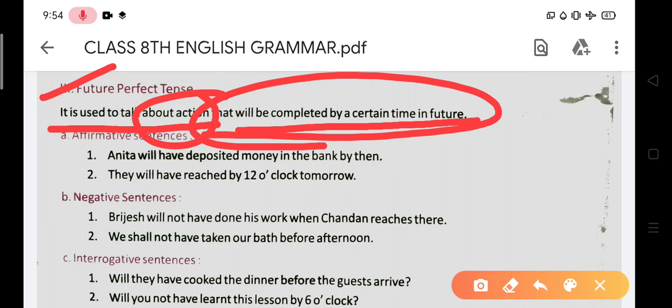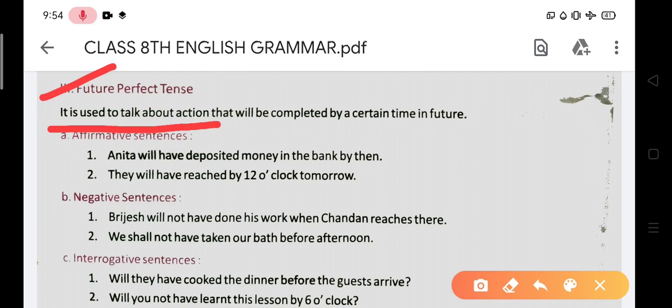After that, very first we will talk about affirmative sentence. I hope you have understood what is future perfect tense. It means it is a task, it is an action that will be completed by a certain time in future.